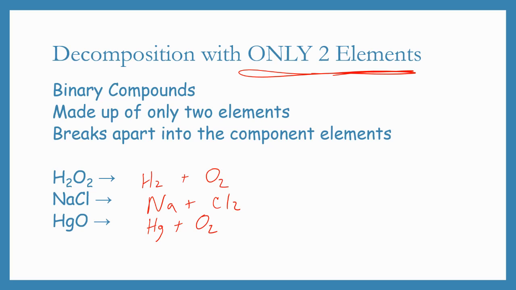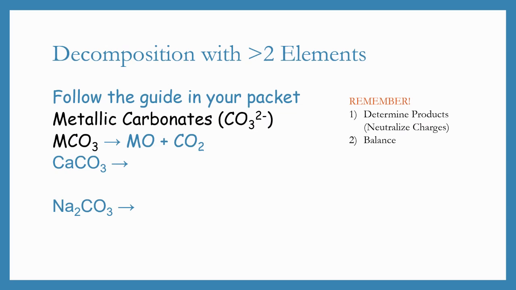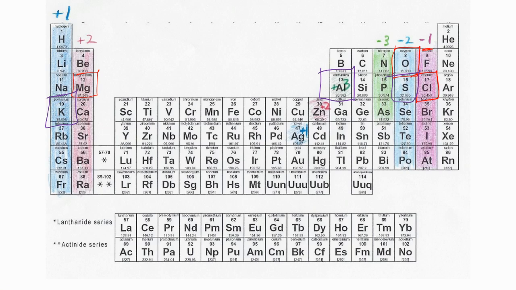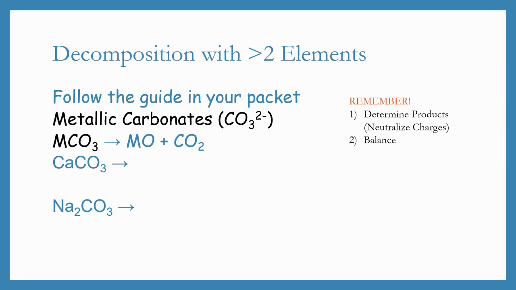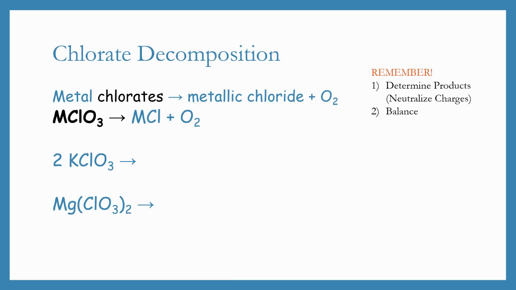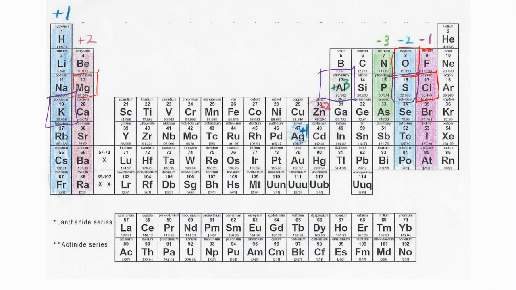Okay, so like I said, you got to remember your diatomics. And then it gets trickier when we start doing more than 2 elements. So decomposition with 2 elements, it's just whatever it was on the periodic table, with the exception of you need to remember about your diatomics. With decomposition of greater than 2 elements, they fall into 4 categories: carbonates, hydrogen carbonates, hydroxides, and chlorates.